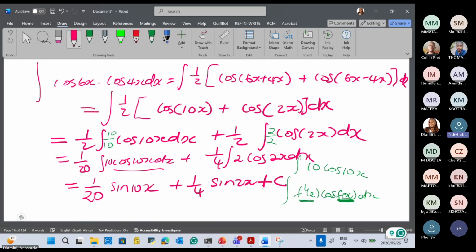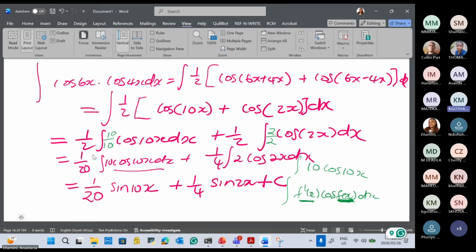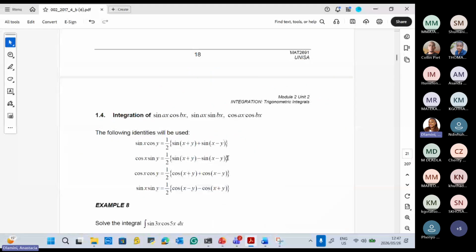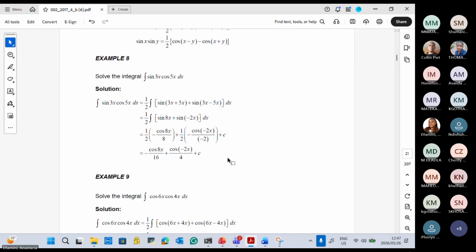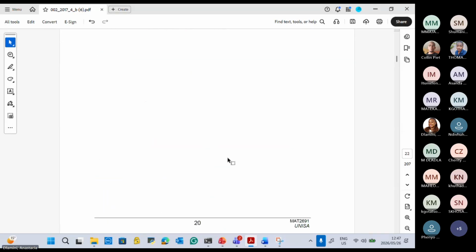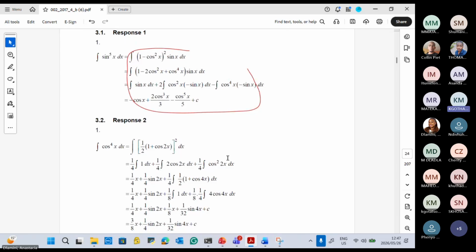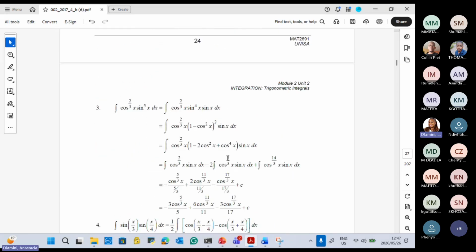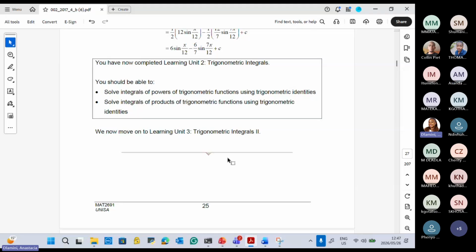Let's see. Next. Using next in line. Go. Done. No, we're not done. How are you not? These are post tests. They say you have now completed learning unit 2, trigonometric integrals. You should be able to solve integrals of powers of trigonometric functions and products of trigonometric functions using trigonometric identities. We now move to learning unit 3, trigonometric integrals part 2.